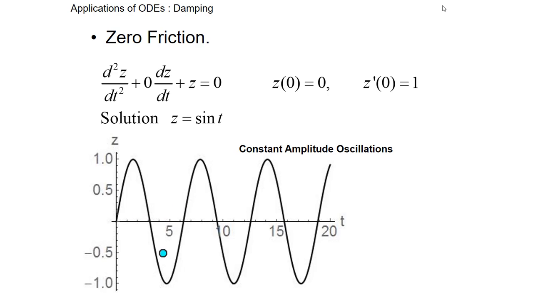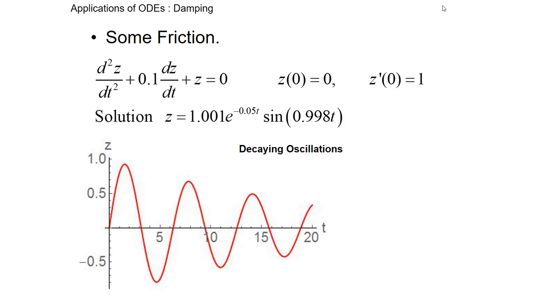Indeed, it does repeat every 2 pi, comes back to 0 after pi. It's described with constant amplitude oscillations. That's what we saw. And then when we put in a little bit of friction, then we can see, yes, our oscillations are decaying. We have a 0.1 dz by dt. So when we solve, we can see we have this decaying exponential multiplied by sine of 0.998t.